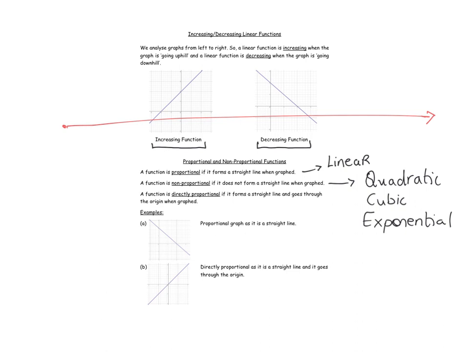Now, the key one is whether it is directly proportional. So a function is directly proportional if it is a straight line, so bearing in mind that it's proportional if it's a straight line, so it has to be a linear function, and it goes through the origin, making sure that you know the origin is 0, 0. So a directly proportional graph forms a straight line, so it's linear, and it goes through the origin.